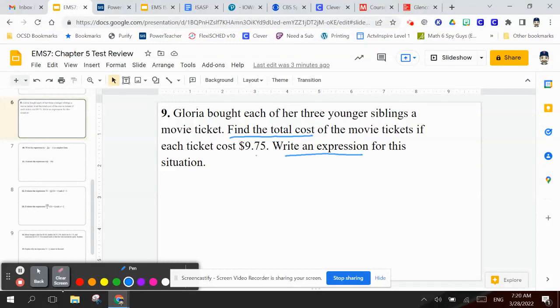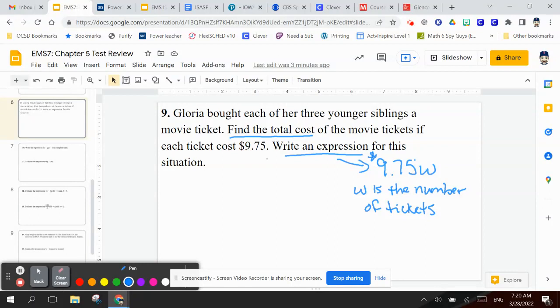Well, if each ticket is $9.75, the expression would be $9.75 times the number of tickets, where w is the number of tickets. That's my expression. Remember, my expression is going to have a variable.